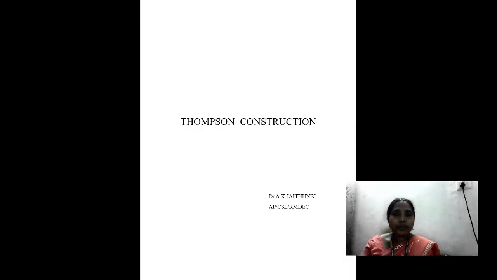So, good morning, students. As I said in the last session, in Epsilon NFA, the main purpose of Epsilon NFA is to construct a DFA for the regular expression. So, for that, the regular expression should be converted to an NFA with epsilon transitions. The name of the algorithm is Thompson construction algorithm. Today we will see Thompson construction algorithm.